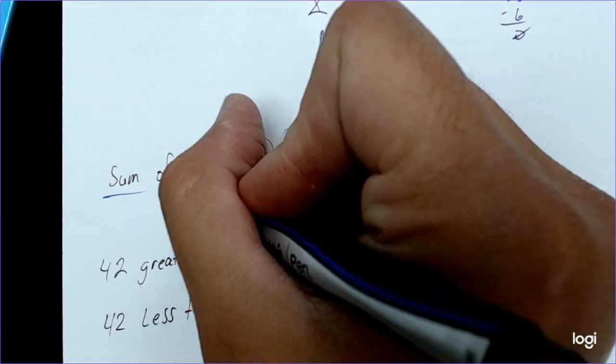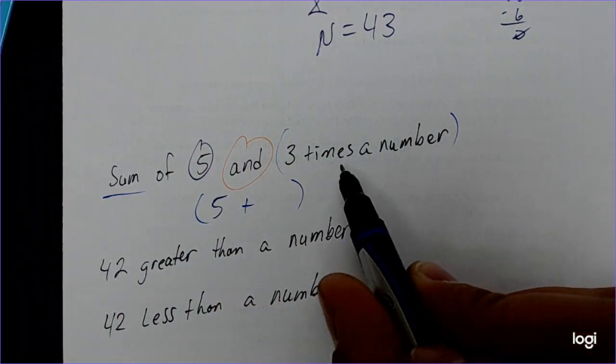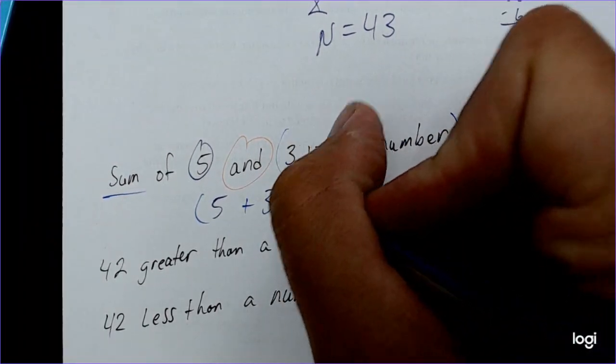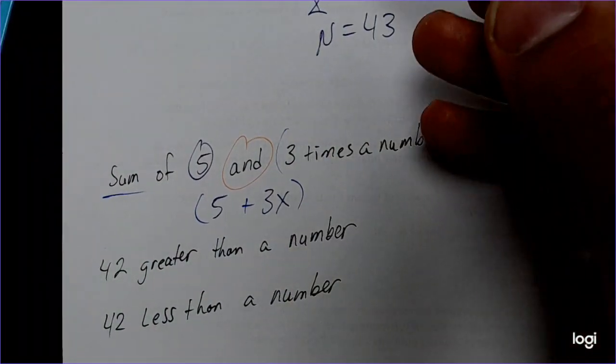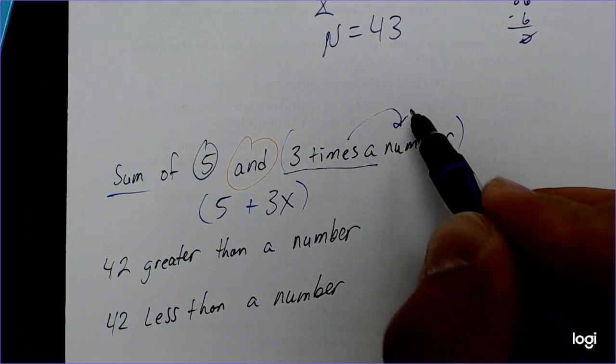So the first number here is 5, and then this, the 3 times the number, so any adjectives describing the noun, we also have to put in here. So 3 times the number would be 3 times x. Okay, so that's the one that we just ran into in the previous problem. I forgot to talk about any adjectives that describe nouns.